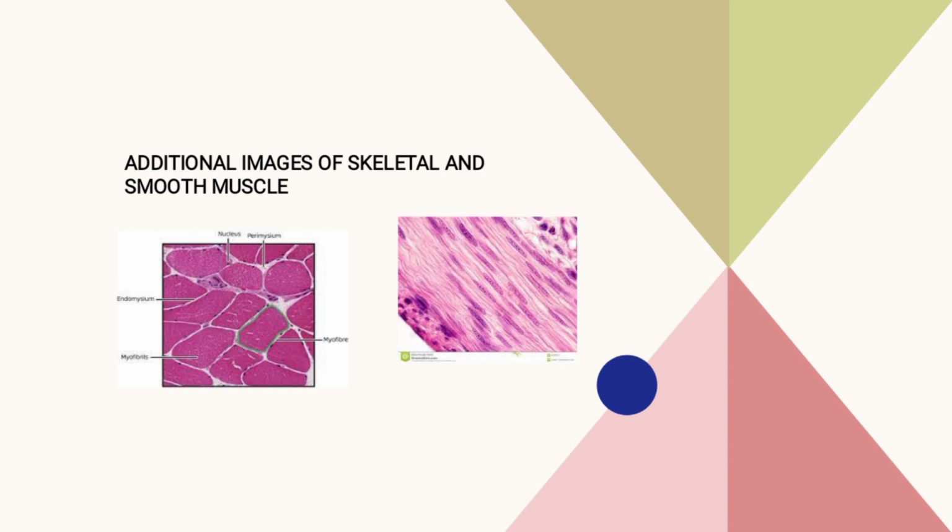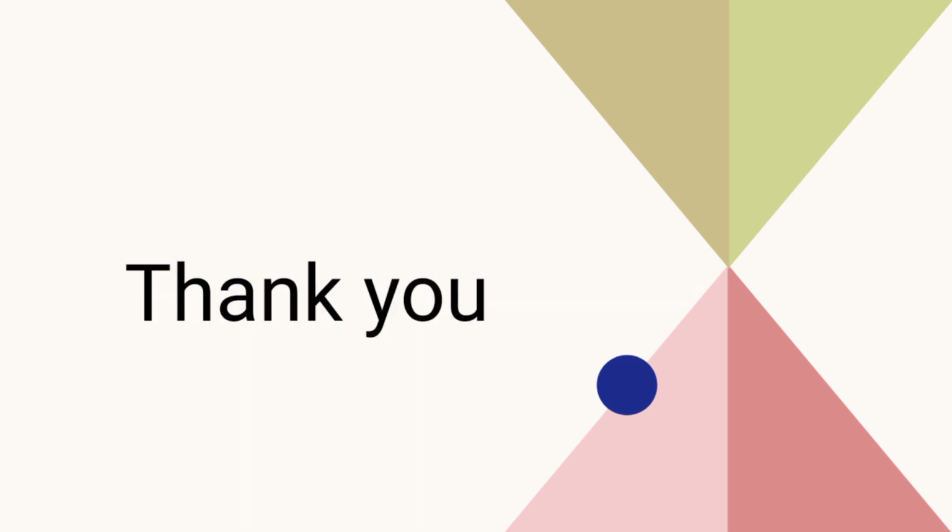And then the other images are of skeletal and smooth muscle. The first image is for the skeletal muscle, and the second image is for the smooth muscle. So you can just see how eosin and hematoxylin stain and the contrast in the images. And then we come to the end of the lesson. Thank you very much.